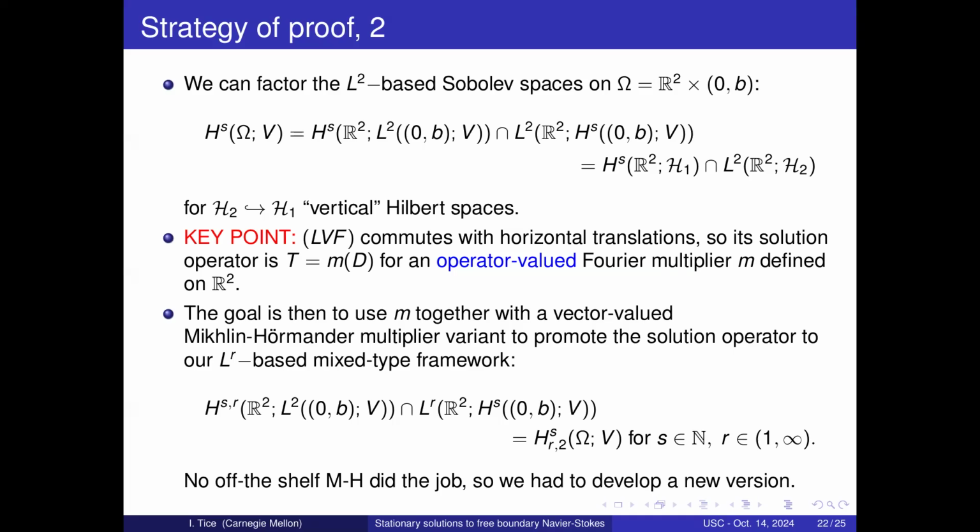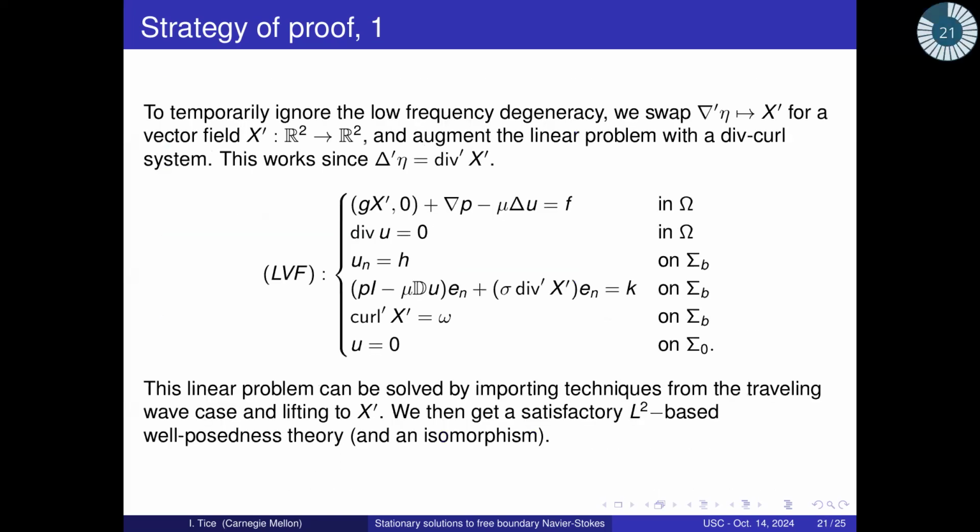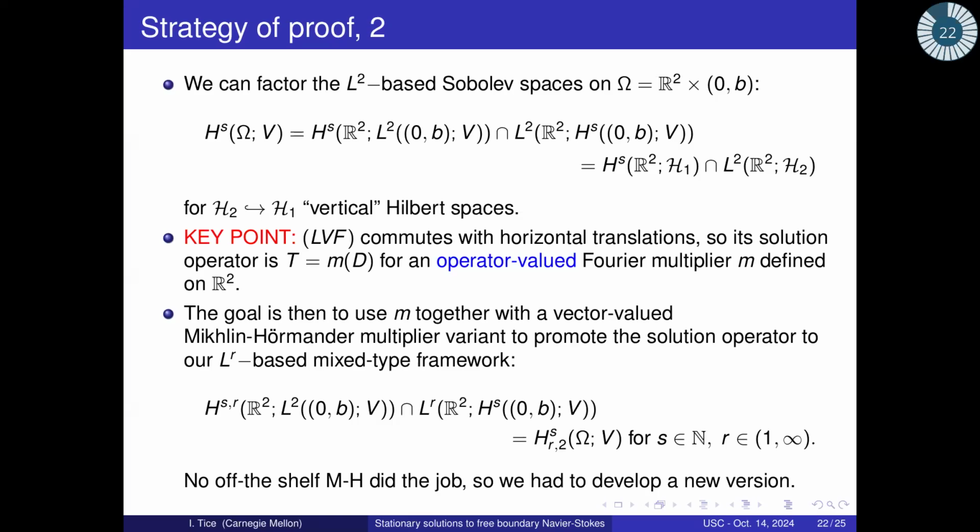Okay, that's an observation. But the crux of the matter is, if I come back and look at this linearized problem, it's translation invariant in the horizontal directions. So that means I can invoke some tools from harmonic analysis and learn that the fact that this commutes with horizontal translations tells me that the solution operator has to be given by a Fourier multiplier.